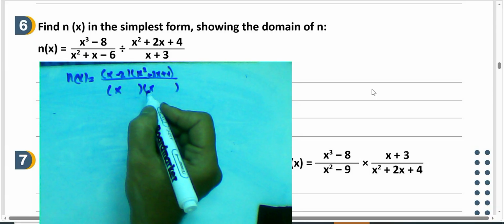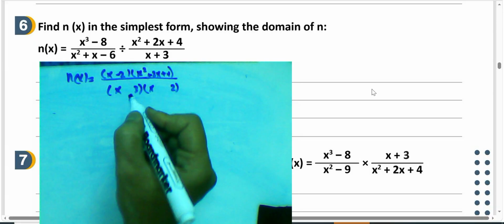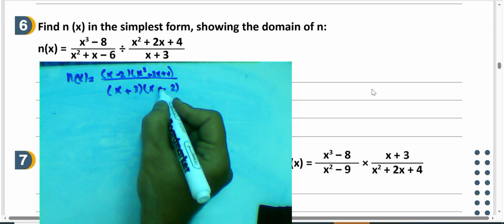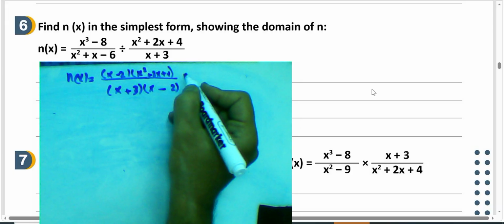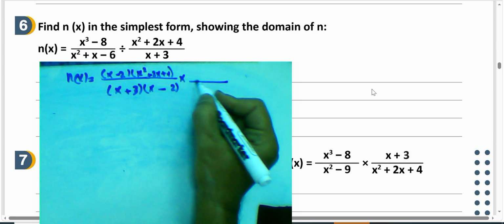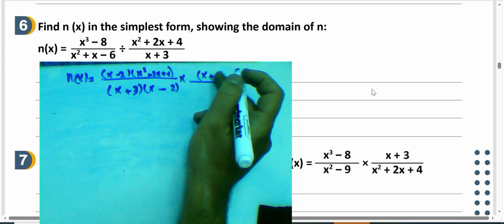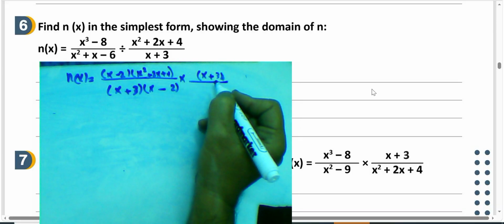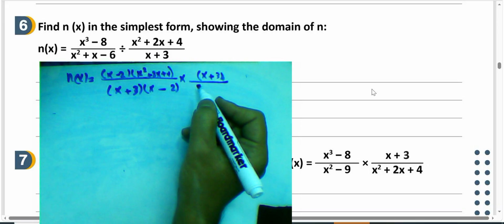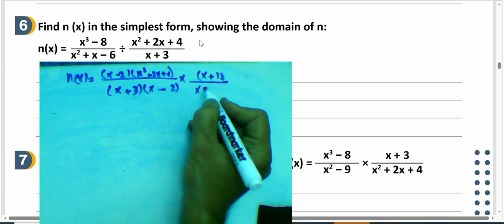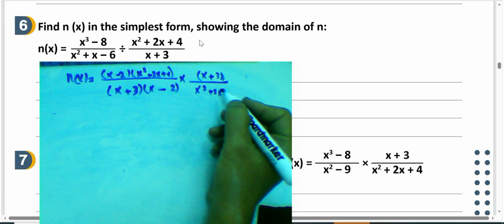x times x, we can write 2 times 3, and the greatest will be like the middle, positive, and this negative. Then division to multiplication, write the reciprocal of the second, x plus 3 over x power 2 plus 2x plus 4. You can write this expression the same, x power 2 plus 2x plus 4.